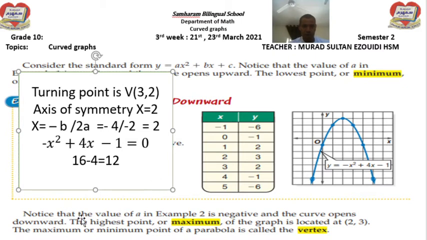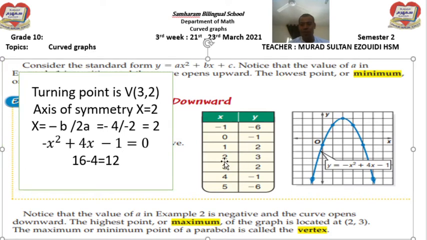Note that the value of a in example 2 is negative and the curve opens downwards. The highest point is called the maximum. Here this point, my learners, (2, 3), when x equals 2, y equals 3. The graph has a maximum at this point because the curve opens downwards. The maximum or minimum point of a parabola is called a vertex. At least now you got the idea, my learners.